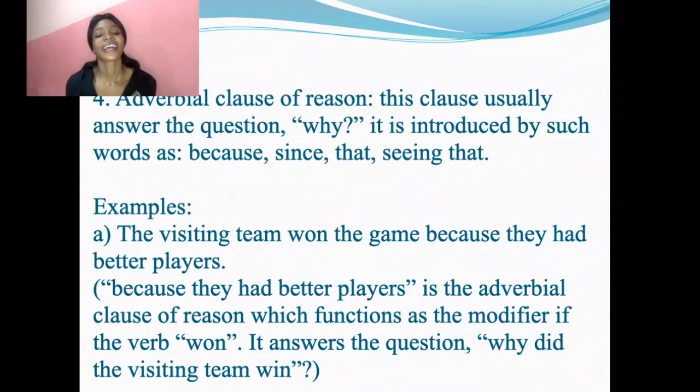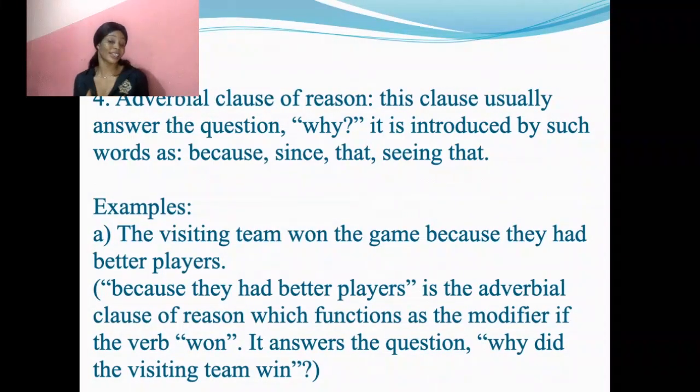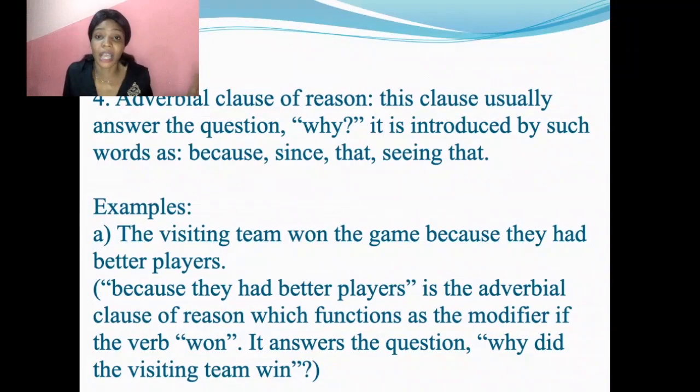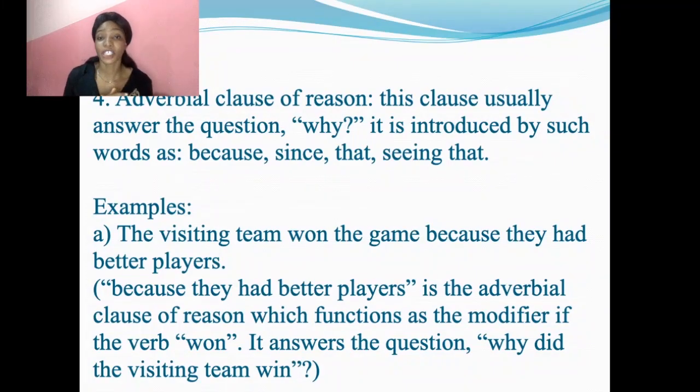Now, let's look at some of the examples we've got here. Example A says, the visiting team won the game because they had better players. Now, why did the visiting team win the game? They won because they had better players. That's the reason. That was why they won. So much so that if they didn't have better players, then they wouldn't have actually won the game.